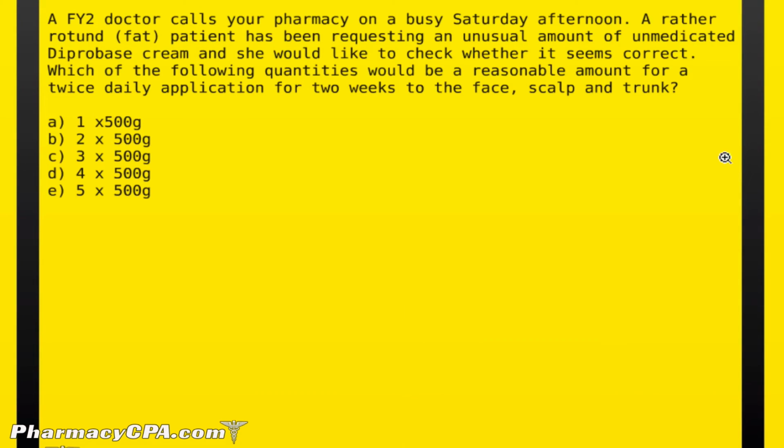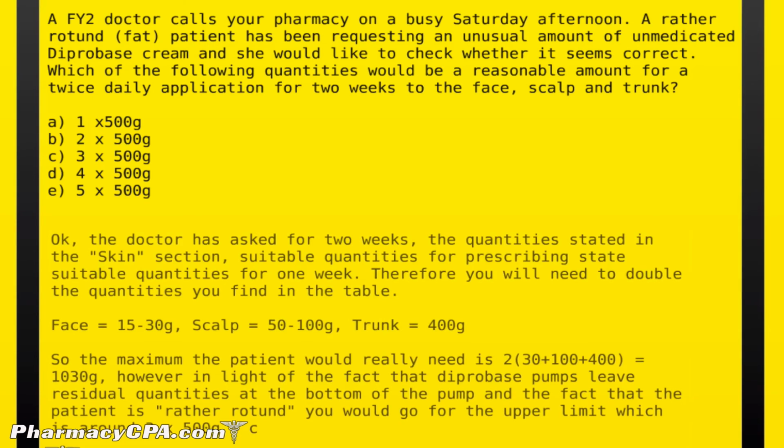Okay, so an FY2 doctor calls your pharmacy on a busy Saturday afternoon. A rather round, returned fat patient has been requesting an unusual amount of unmedicated diprobase cream, and she would like to check whether it seems correct. Which of the following quantities would be a reasonable amount for a twice daily application for 2 weeks to the face, scalp, and trunk? That is just a BNF reference question.